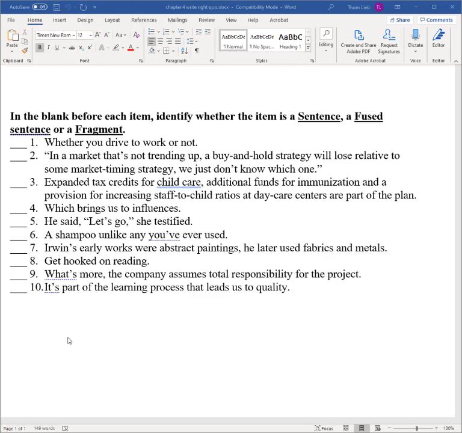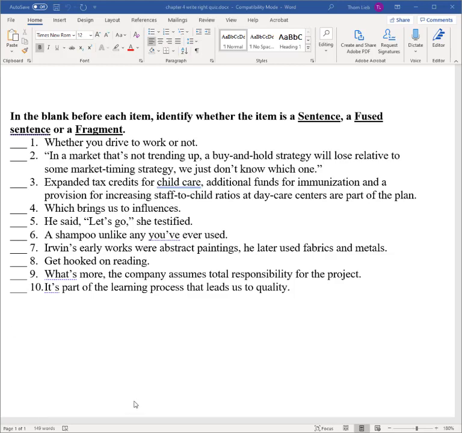Pretty simple, but sometimes we don't see one or the other and it's still a sentence, and sometimes we see both and it's not. For instance, in the first one, if we look at it, we see the word you, which is a subject, and we see the word drive, which is a verb. So we might think, well, that's okay. We're good to go. But actually, it's not okay.